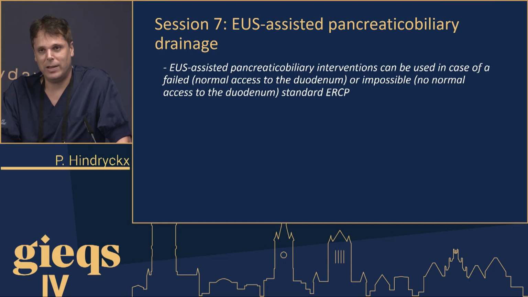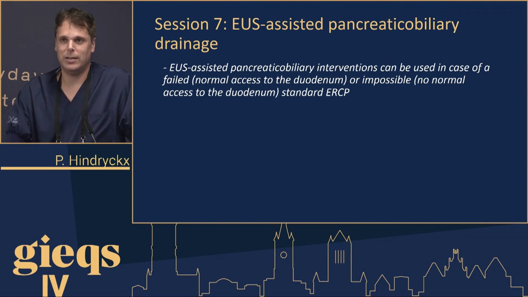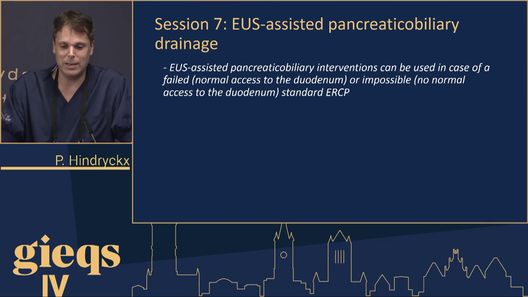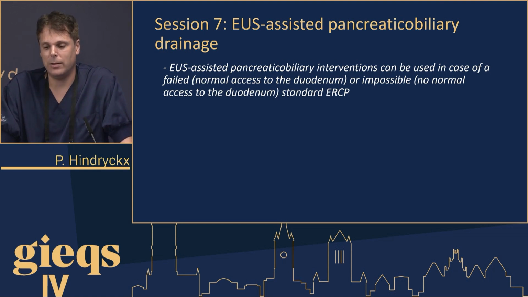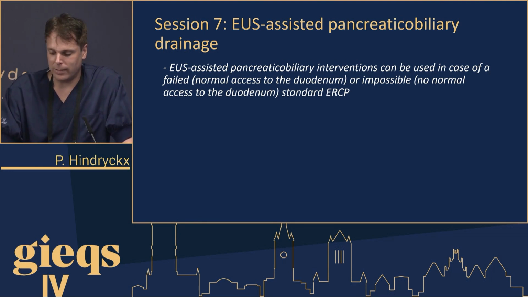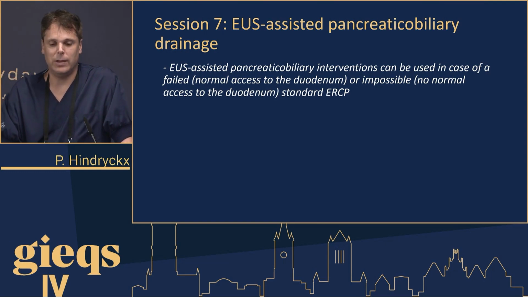Then session 7, after the IBD sessions, was dedicated to EUS-assisted pancreaticobiliary drainage. The key message of that session was that EUS-assisted pancreaticobiliary interventions can be used in case of a failed ERCP, so with normal access to the duodenum, or an impossible standard ERCP, where you don't have normal access to the duodenum, for example, in patients with altered anatomy or in the presence of an impassable duodenal stenosis.